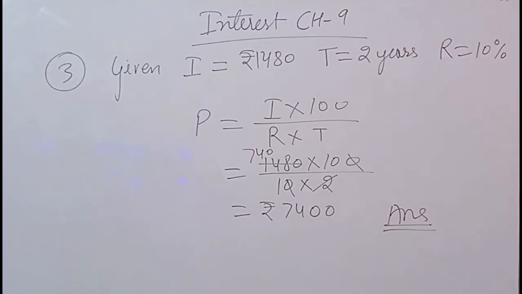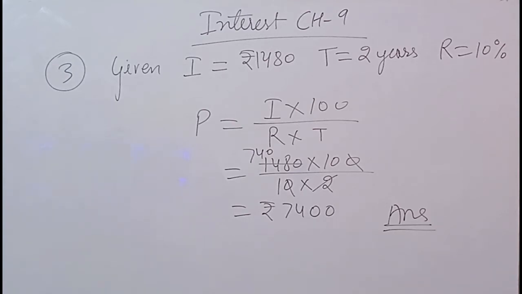Children, I am taking question number 3, in which the interest on a certain sum of money is given as rupees 1480, the time is 2 years, and the rate percent is 10%, and we have to find the principal. So put the values in the formula P equal to I into 100 upon R into T. We can find this P with the help of this formula.